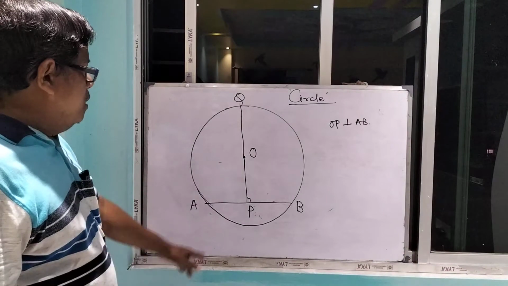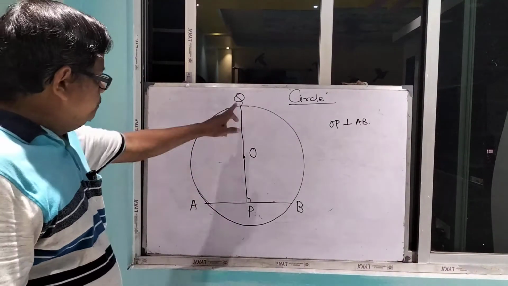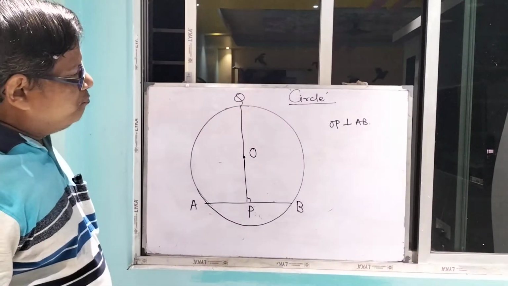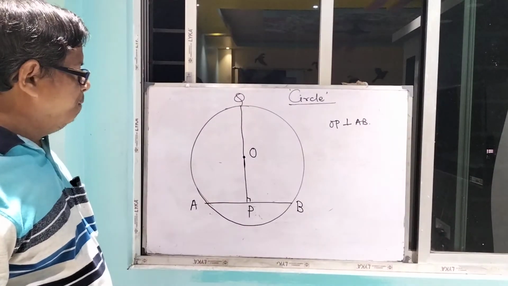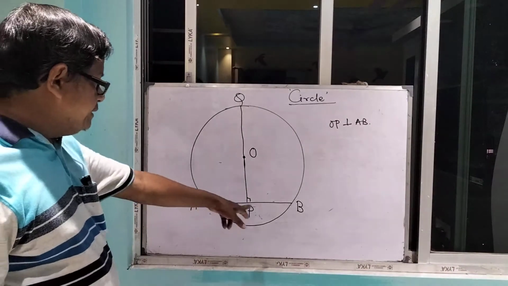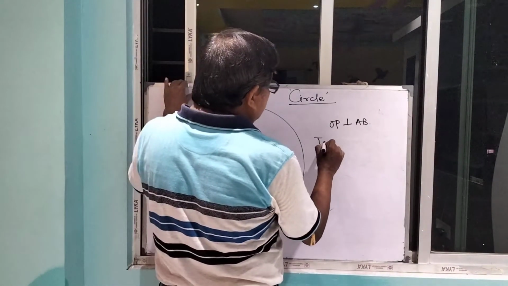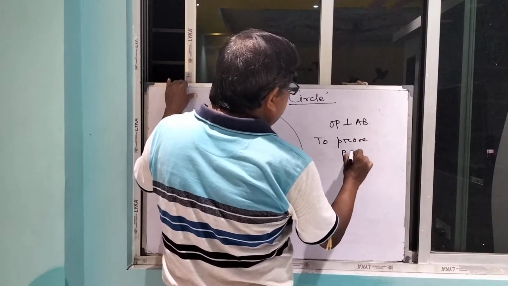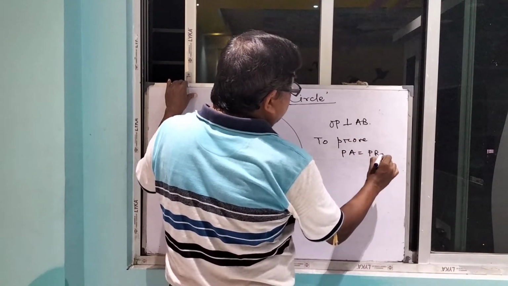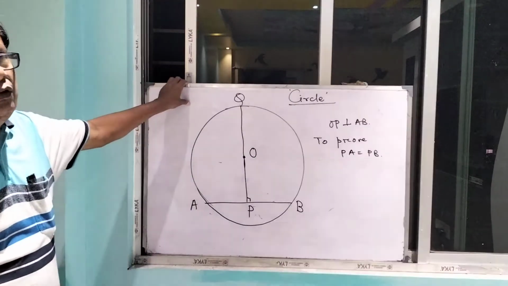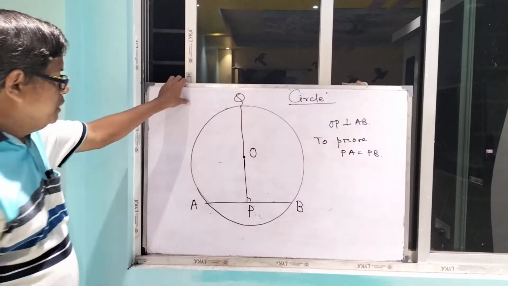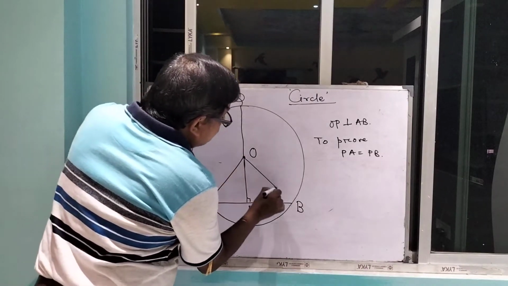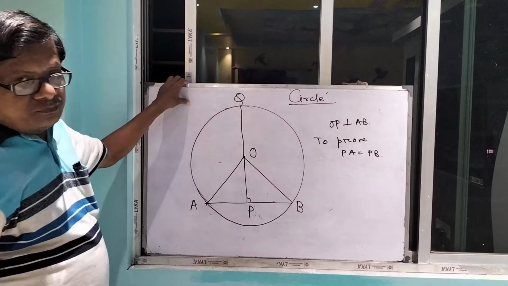Suppose Q, the straight line, is a diameter. From here we will join this one diameter. OP is perpendicular to AB. Then it bisects the chord, that is, to prove PA equal to PB. PA equal to PB. Just join here.